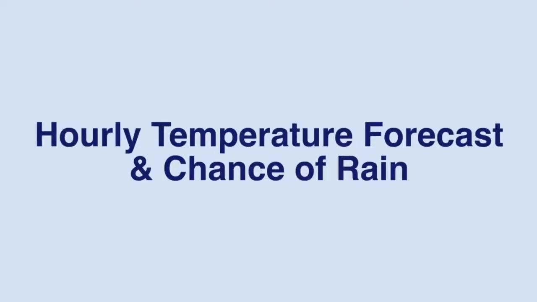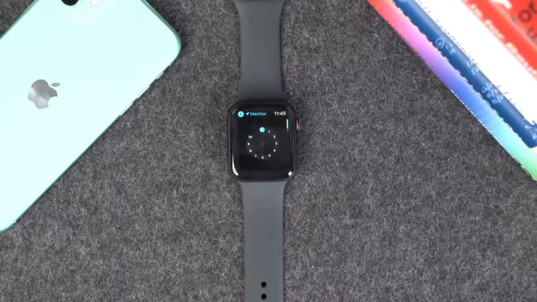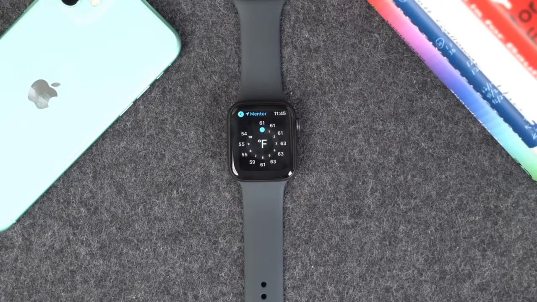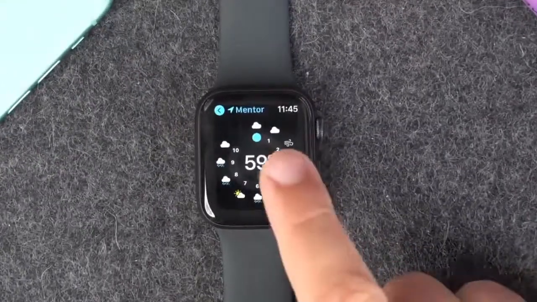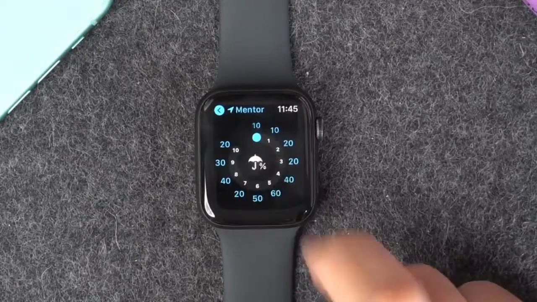In the old days, a Force Touch would bring up the option to change between weather conditions, the chance of rain, and the temperature inside of the weather app, but it's actually even easier without Force Touch because all you have to do is just tap the screen to simply cycle between those display modes.